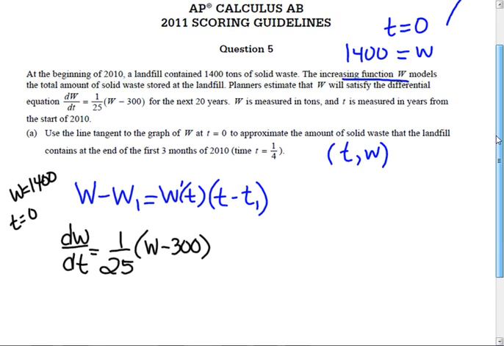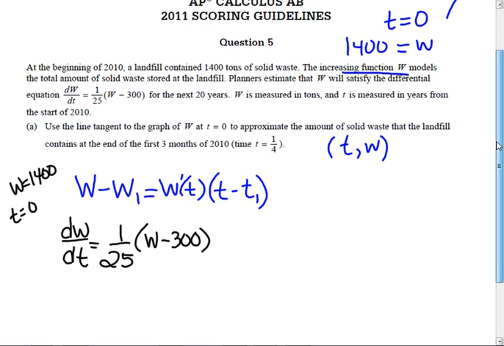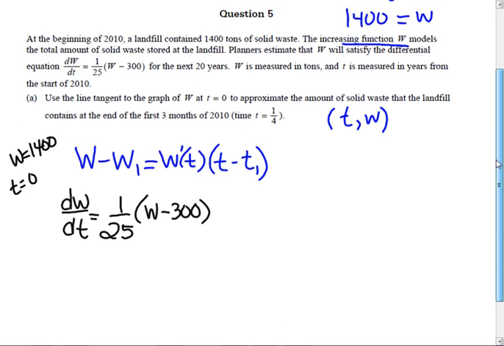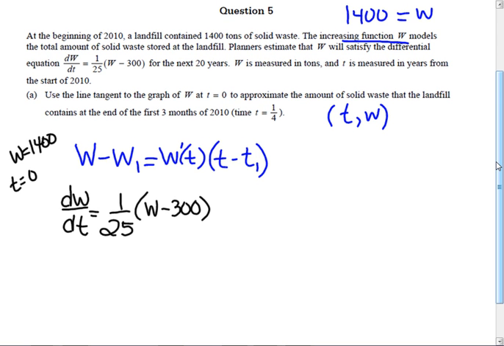2011, question 5. This was not a good problem. You will look at the problems and you're going to say, oh, that's just the waste problem, or that's just the tea and biscuits problem. Once you do the problems, you're going to say, oh, they're all alike.